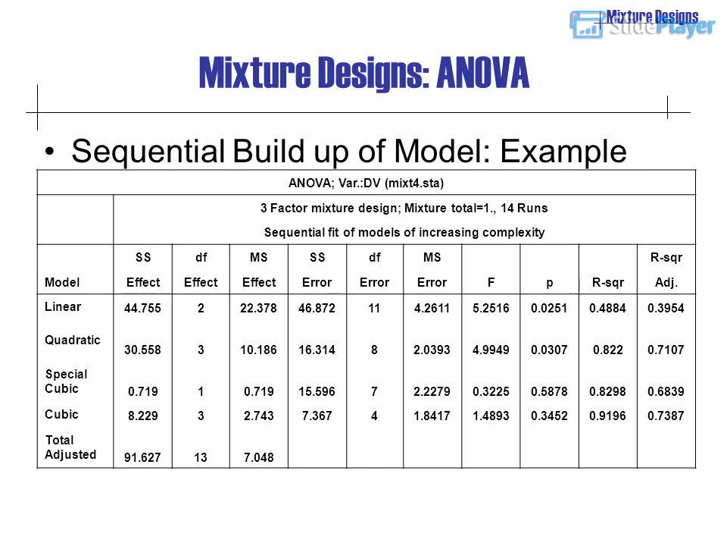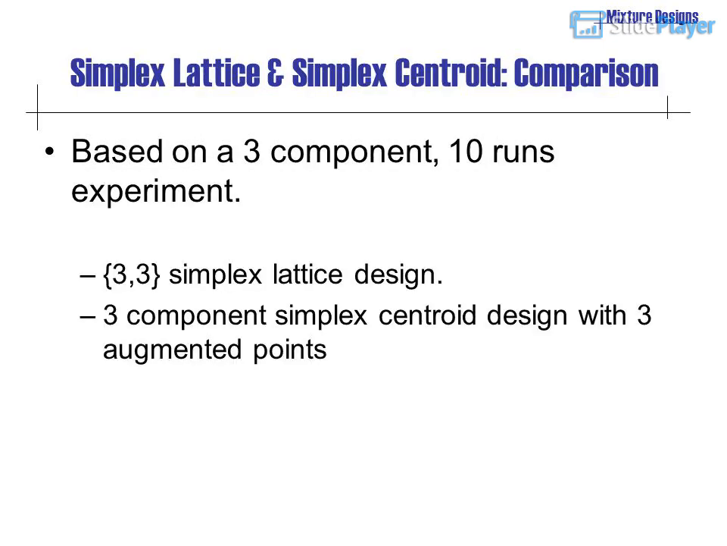Values for the special cubic and cubic models: 0.6839, 0.8298, 0.5878, 0.3225, 2.2279, 7, 15.596, 0.719, 1, special cubic. 0.7387, 0.9196, 0.3452, 1.4893, 1.8417, 4, 7.367, 2.743, 8.229, cubic. 7.048, 13, 91.627. Total adjusted.